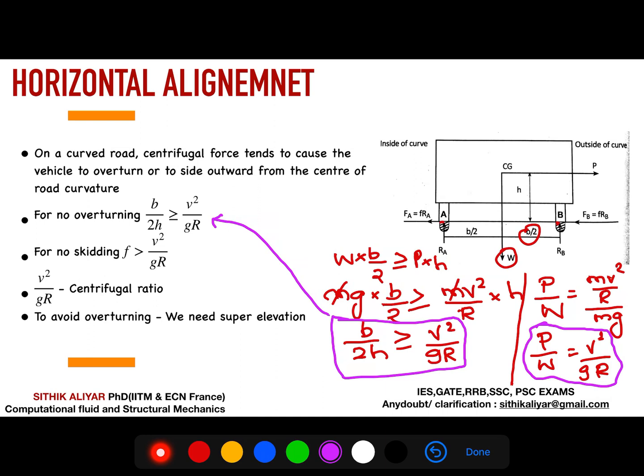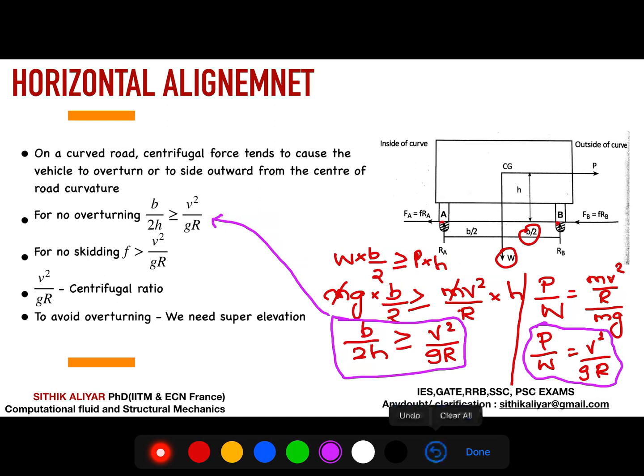What is V? V is the speed of the vehicle, at which it is going around the curve. What is R? R is the radius of the curve. So all the curve properties and the vehicle's speed properties come on the right side, and the vehicle's body dimensions come on the left side. P by W is like an applied force, like an applied moment, the thing that is making you fall down. That is V square by gR. Our job as a highway engineer is to provide body dimensions or something to be much more than V square by gR, such that we won't overturn. So this is the first concept.